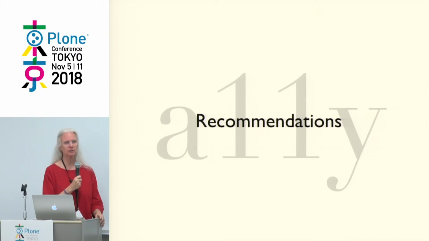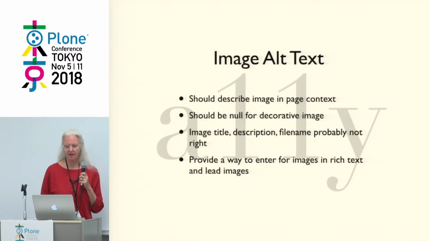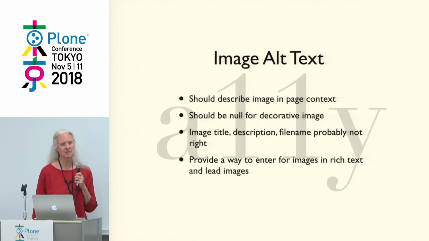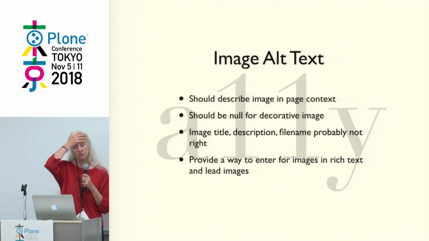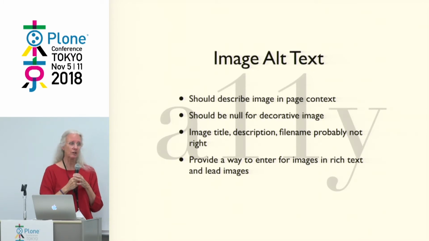So I wanted to step back and think about this, having been through most of this project, and talk about what we can learn from this that might be useful in the Plone world. And the first one is alt text. To me, this should be in context. When you're in rich text editors, you should be describing the image in context. You should allow for it to be null for a decorative image. And the image title or certainly file name are not necessarily going to be correct there.